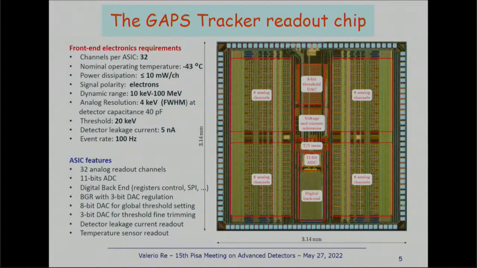We have to limit the power dissipation below 10 milliwatts per channel and operate with a dynamic range extending by about 4 orders of magnitude, from 10 keV to 100 MeV. And we have to achieve a resolution of 4 keV full width at half maximum with a detector capacitance of 40 picofarad and a detector leakage current around 5 nanoamp.